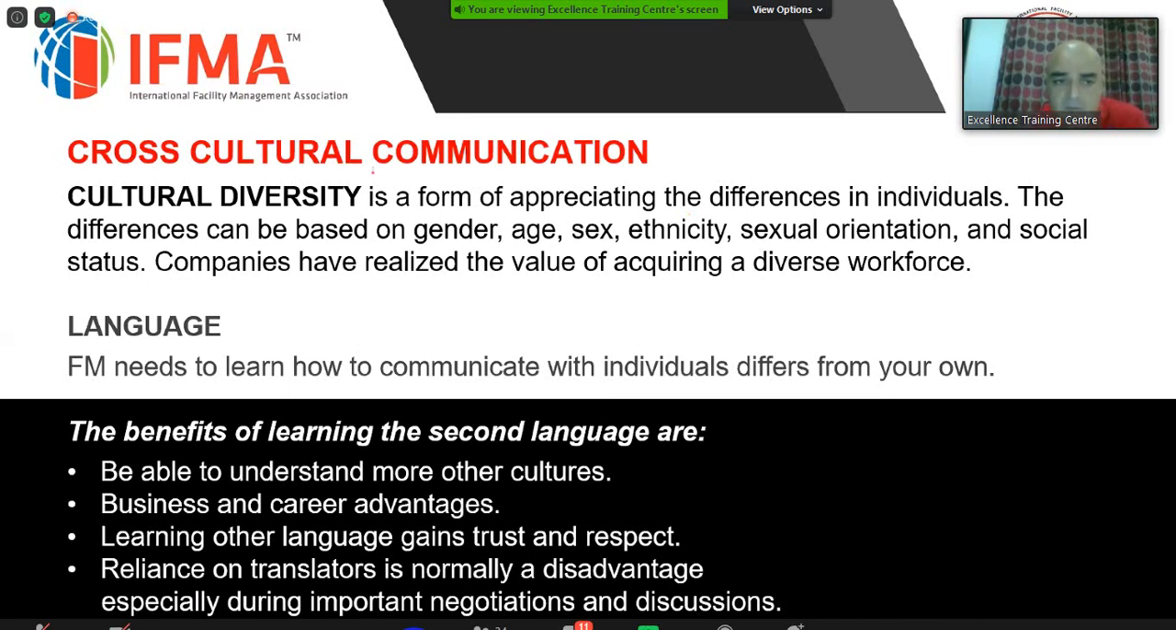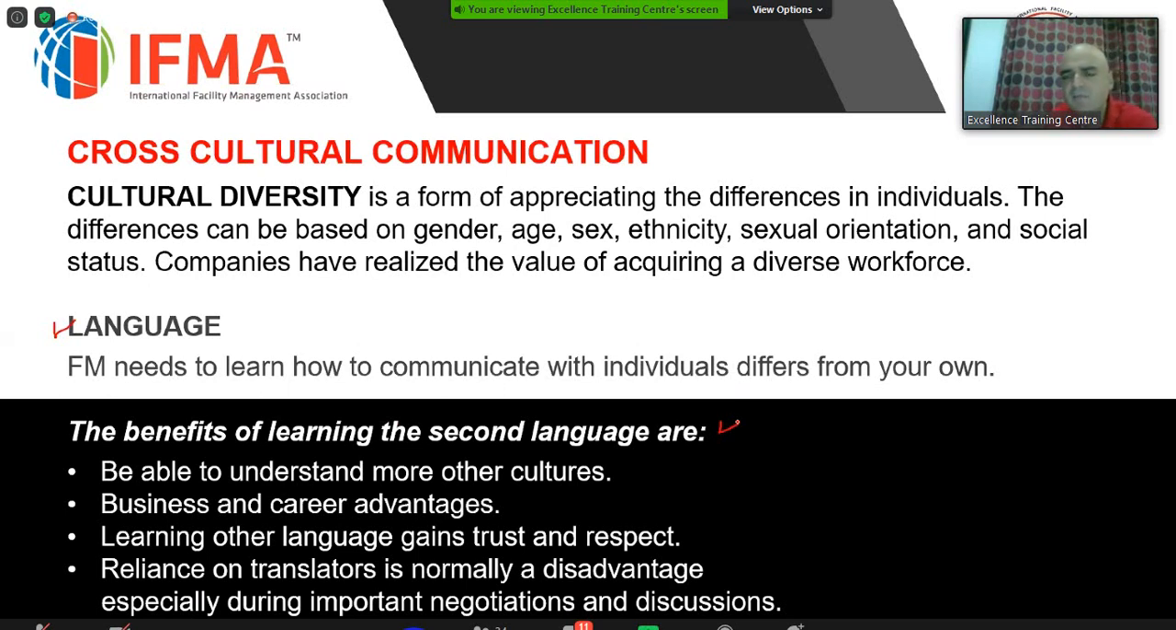Language is a very important part of communication, and that's why it is best to learn the second language of the place in which you are operating. And because we are talking in the context of Qatar, you find out that talking Arabic is an advantage here. It enables people to understand more the culture. It gives business and career advantages.